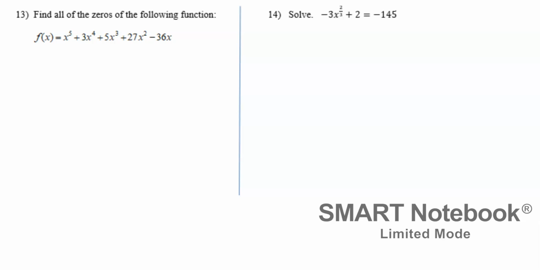We're going to start here with number 13. Find all the zeros of the following function. When I look at this and I think zeros, I really think x-intercepts. When I think x-intercepts, that means that y is 0. So I'm going to plug 0 in for f of x or y, and I'm going to set that equal to this entire function.